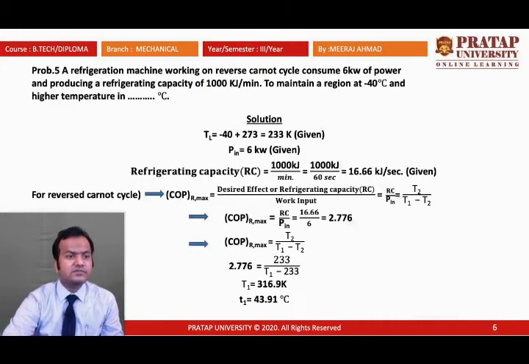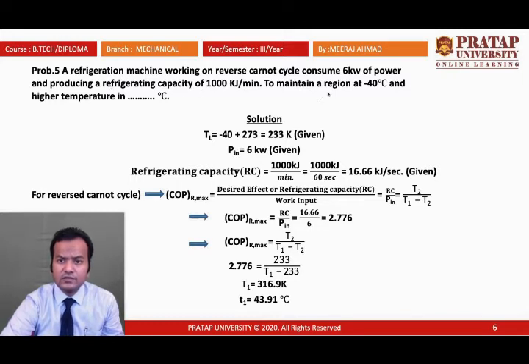Then move to the next question. A refrigeration machine works on a reverse Carnot cycle and consumes 6 kilowatt of power. The power input to the refrigerator is 6 kilowatt, and it produces a refrigerating capacity of 1000 kilojoule per minute.